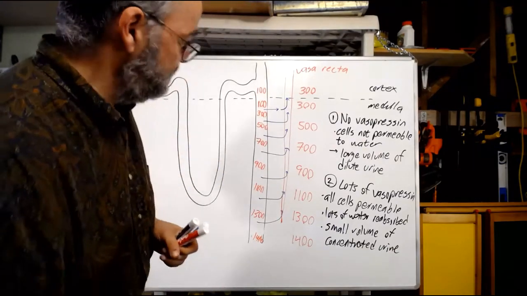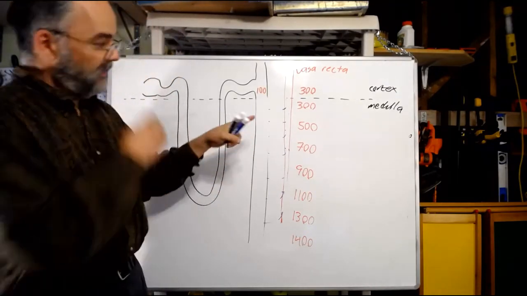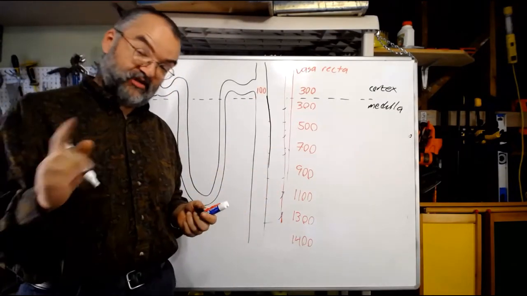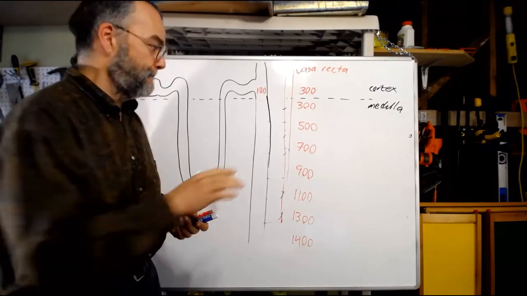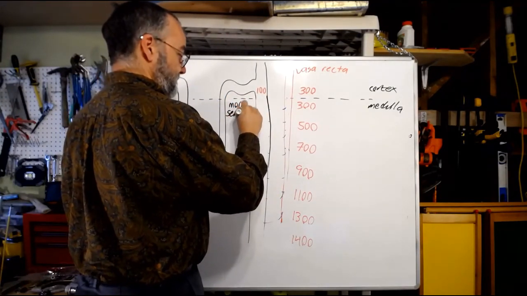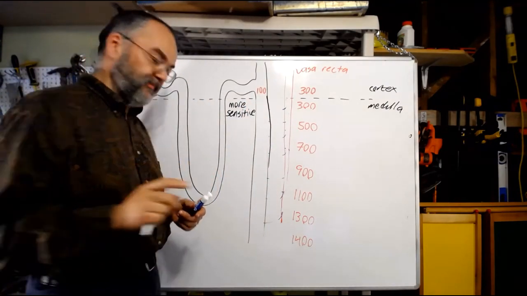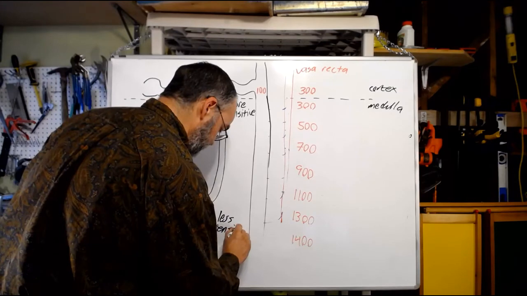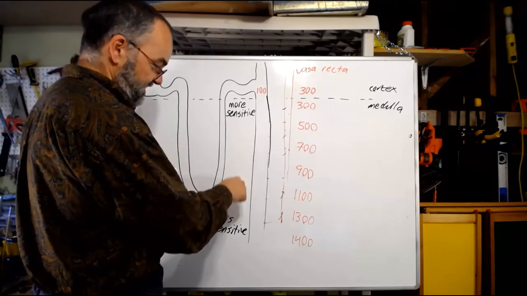Well, now, as it turns out, the cells here in the collecting duct, they do respond to vasopressin. Vasopressin makes them permeable. But they don't all have the same sensitivity to vasopressin. The cells up here are more sensitive to vasopressin, meaning it doesn't take much vasopressin to get them to become permeable. The cells down here are less sensitive, meaning you have to give it more vasopressin to make them respond. And they get less sensitive as you go down.